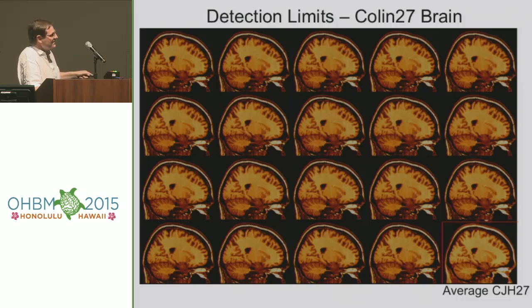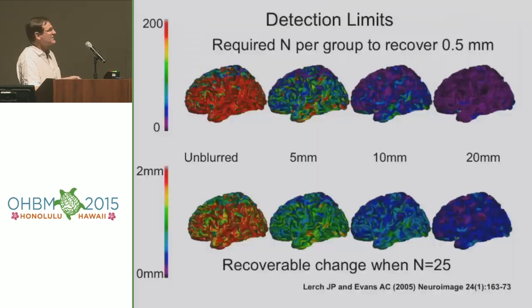There's the average of the Colin brain there from these 27 different images. And one can ask the question, how well can we extract that surface? How consistent is it? And you can ask two different questions about how to deal with the noise in the measurements of the same surface 27 times. If you don't smooth the data at all, you can ask, what's the required N to recover a 0.5 millimeter difference between two groups? How many do you need in each of those groups? And without smoothing, you need something like 200 subjects per group.